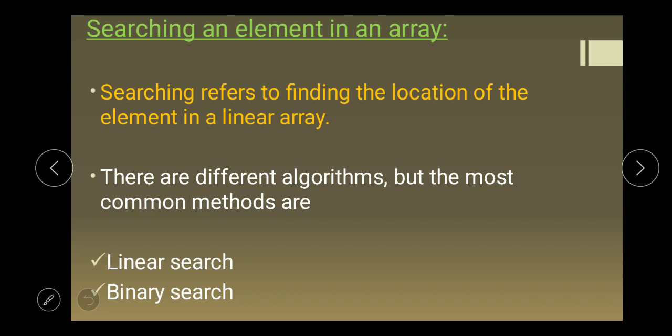Searching an element in an array. Searching refers to finding the location of the element in a linear array. That means if we want to search any particular item from the given array, we use the searching operation. There are different algorithms, but the most common methods are linear search and binary search.